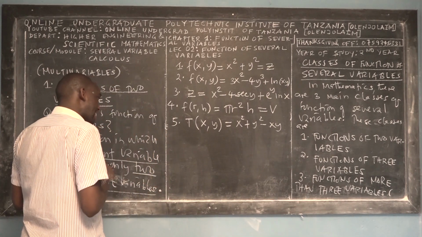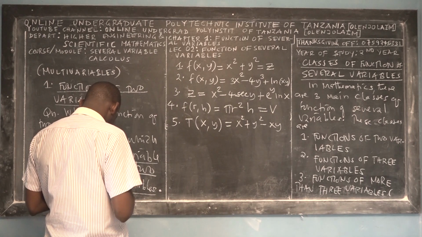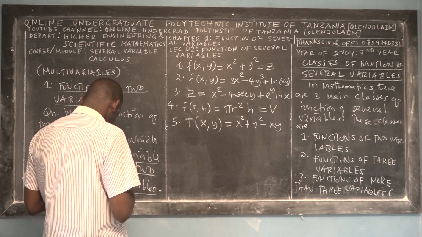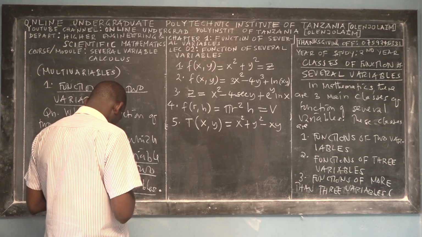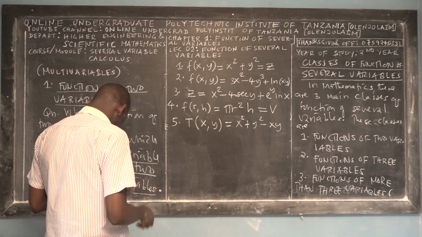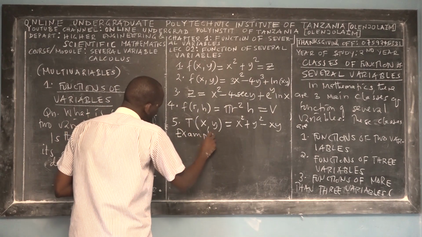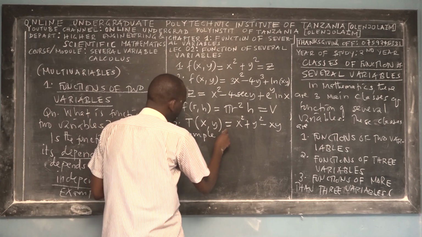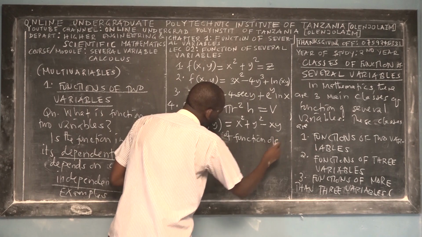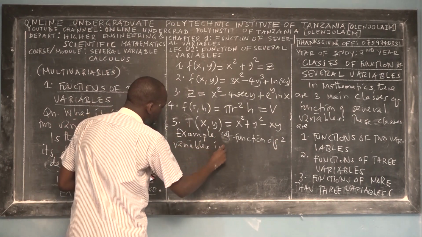I want to give you some more examples of two variables, so that you can enjoy the beauty of engineering and scientific mathematics. Let me give you some real life examples. An example in real life of a function of two variables is this.